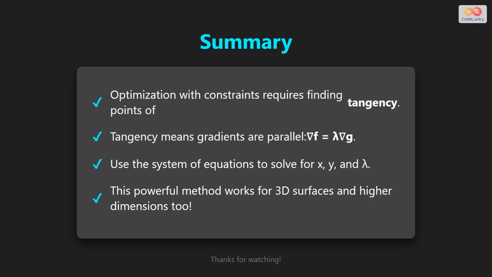To wrap up, remember that constrained optimization is all about finding geometry's sweet spot, the point of tangency. By setting the gradients parallel using the Lagrange multiplier lambda, we transform a difficult geometry problem into a solvable system of algebra.